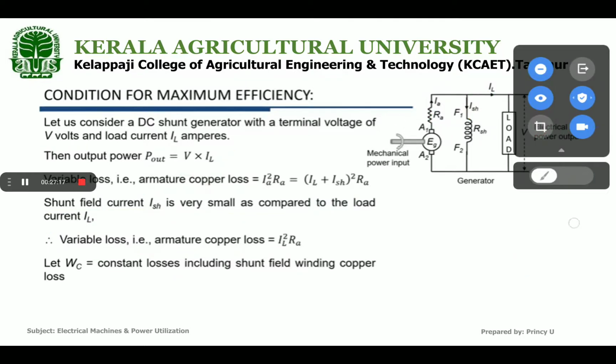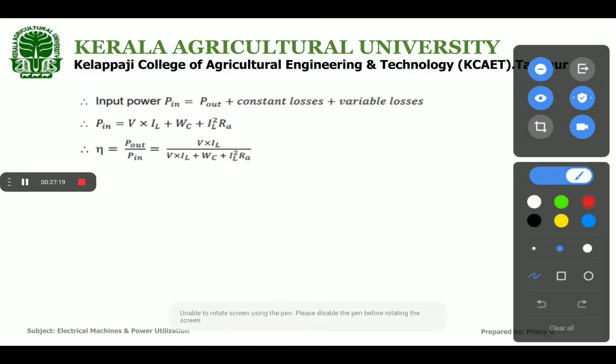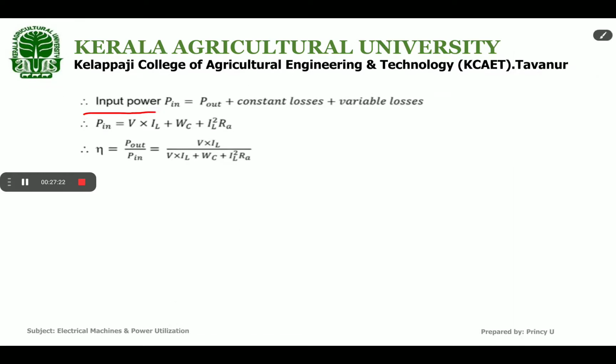Now we can write the equation for efficiency. Here you can see input power. We know the output power is V into IL. Output plus constant losses plus variable losses will give you the input power. So we can write P in as V into IL plus WC, constant loss, plus IL square Ra. So what is the equation for efficiency? Output, V into IL, divided by this equation for input. Substituting, efficiency equals V into IL divided by V into IL plus WC plus IL square Ra. This is the equation for efficiency.